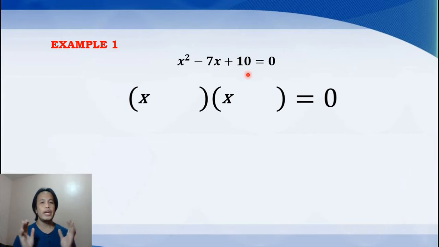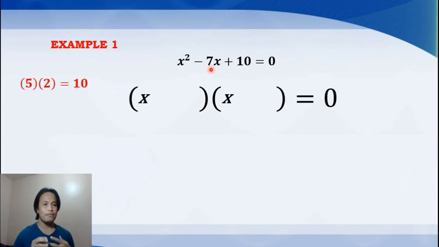In this case, we need to find the factors of positive 10 that, when added, will give us negative 7. So what are the factors of 10? We have positive 5 and positive 2. 5 times 2 is positive 10, but when we add 5 plus 2, that is positive 7, and we are looking for negative 7. So we have another pair of factors of positive 10, which is negative 5 and negative 2. When we add negative 5 plus negative 2, that gives us negative 7, which is our middle term. So the factors we need to use are the second pair.